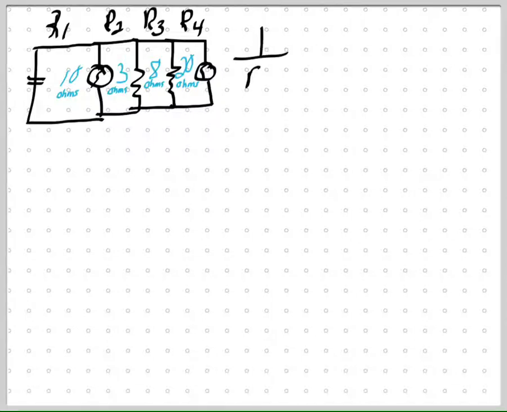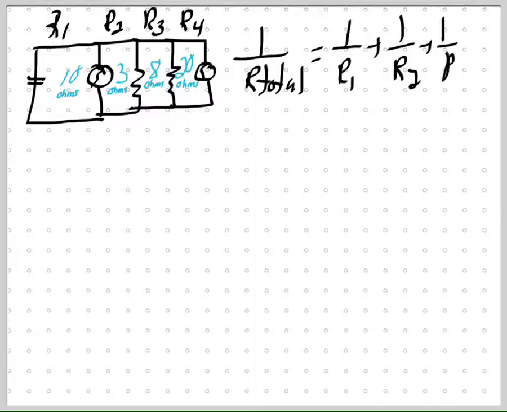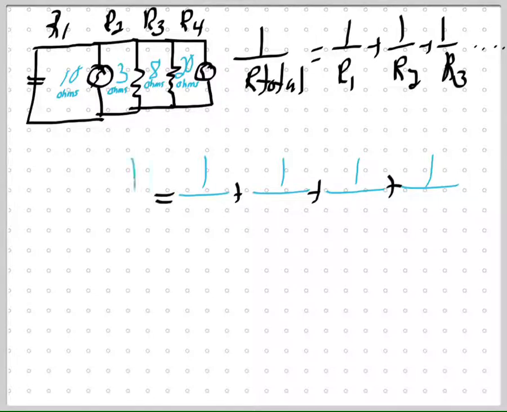Remember, 1 over R total equals 1 over R1 plus 1 over R2 plus 1 over R3, and so on, so on. And in this case, I happen to have 4 of them. So I would set it up like this, all right? I would go 1, I like to just do everything like that. Okay, and I'm going to just add these just to make it pretty. All right, and this is my equals, remember? All right, so now I have it all, and it's beautiful.